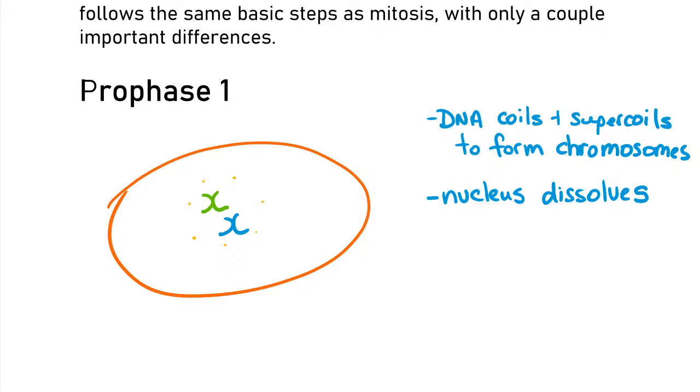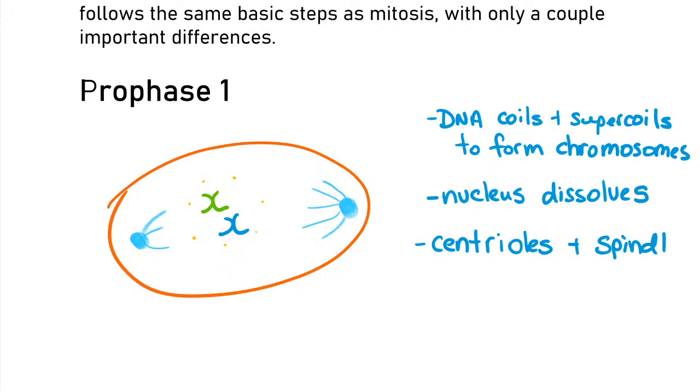And if you recall, we get the formation of these structures called the centrioles, and they begin to produce spindle fibers that are going to go out like that. So we can say centrioles and spindle fibers form. And there we are. So this is completely identical to prophase in a normal mitosis, a normal eukaryotic mitotic cell division.